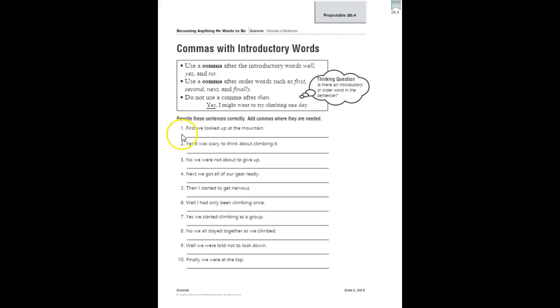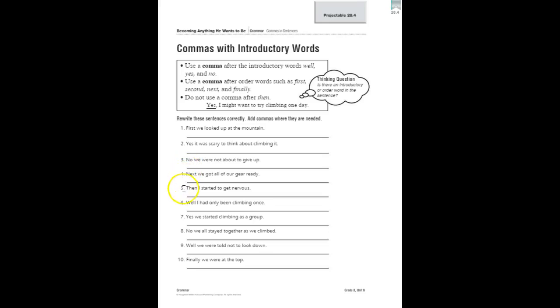Let's look at the sentences below and see where we need to add the commas. First, we looked up the mountain. We have an order word here, first. First, comma, we looked up the mountain. Number 2, yes, it was scary to think about climbing it. Yes is our introductory word, which needs to be followed by a comma. No, we were not about to give up. Another introductory word, no, comma.